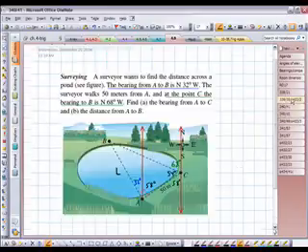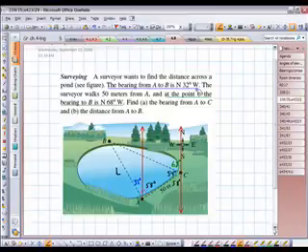Okay, this is a problem involving bearings. So a surveyor wants to find the distance across a pond. The bearing from A to B is north 32 degrees west. It's important to draw in north. So I draw in red this north line, and here I draw a north-south line. So north 32 degrees west implies that this angle here in blue is 32 degrees. The surveyor walks 50 meters from A, so this is a distance of 50 as shown.